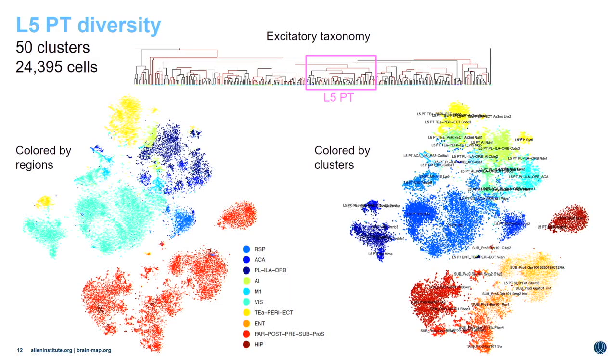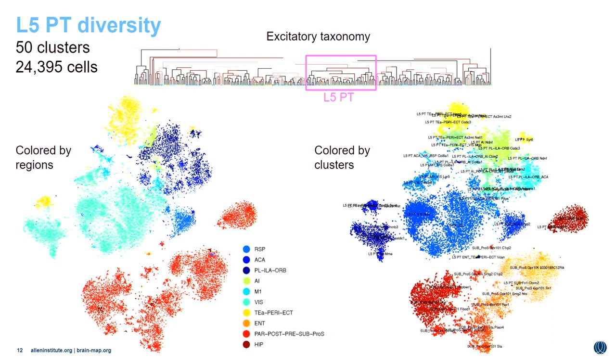We'd like to zoom into layer 5 PT types, just because I want to tell you a story about two related PT types within the same region with different projection patterns associated with different behavior. We think this is probably not an isolated instance, but probably a general phenomenon.